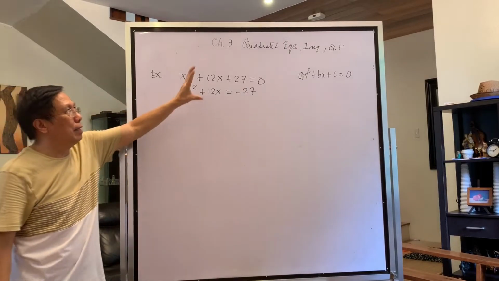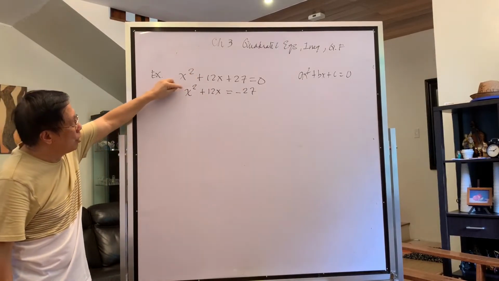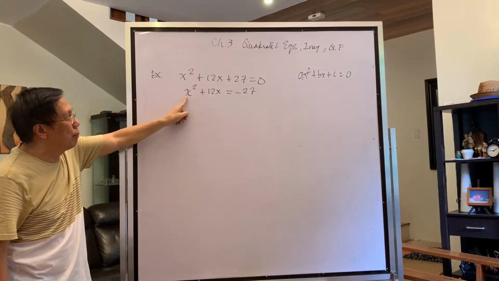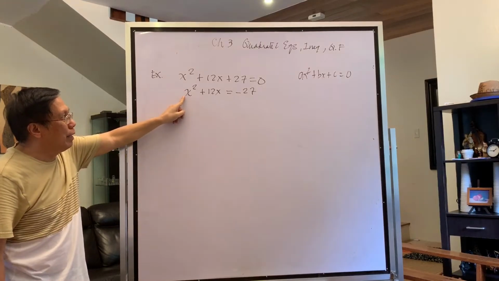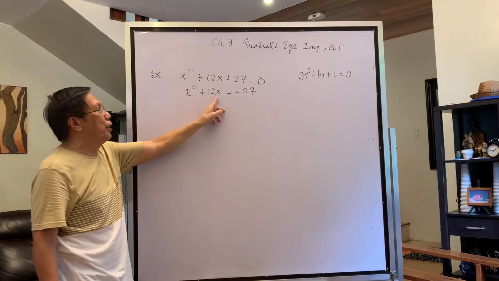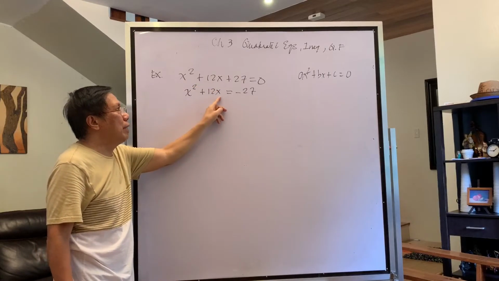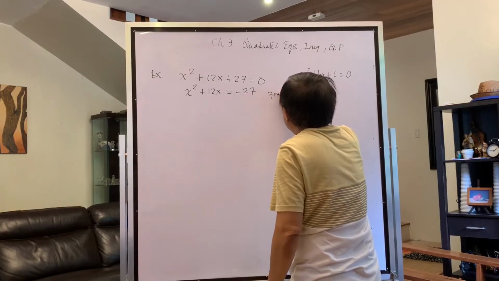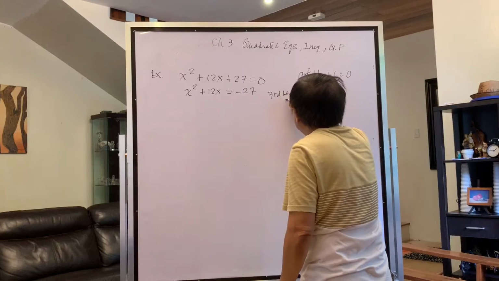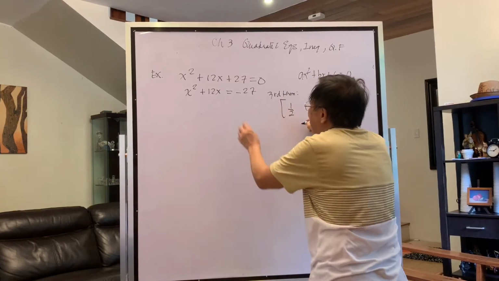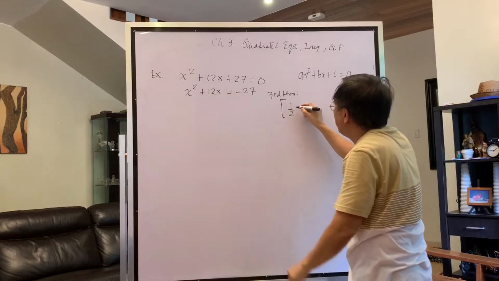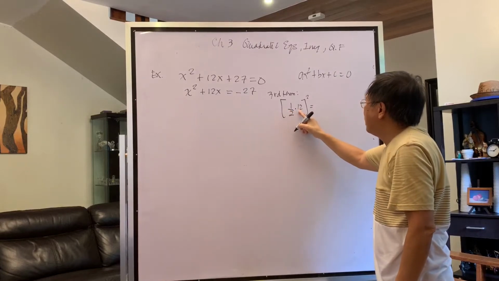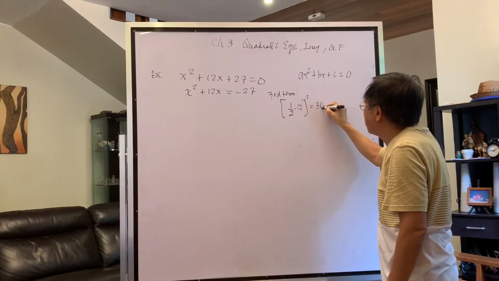The next step in that process is to assure ourselves that the coefficient of the square term is 1. In this case, there's no problem because the coefficient of x squared is 1. Hence, we are now ready to get the third term of this expression, so it becomes a perfect square trinomial. The formula for the third term is always 1/2 the coefficient of the linear term, which is 12, and then you square it. So we have 1/2 times 12 is 6. You square that, it becomes 36.